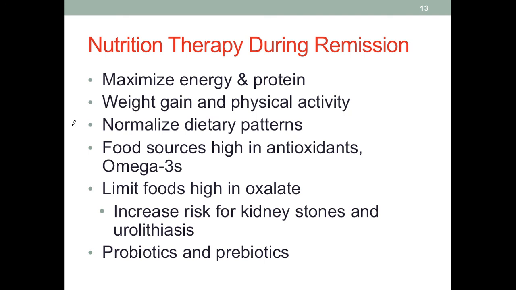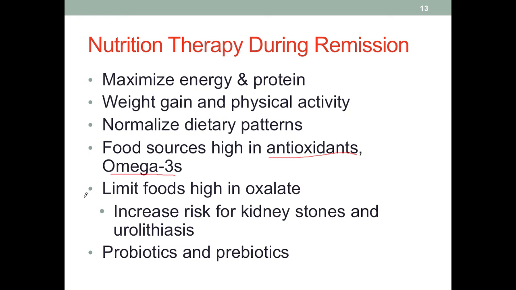We should help the patient try to normalize their dietary pattern as well as promote foods high in antioxidants and omega-3 fatty acids. So these two groups of nutrients have been shown to have anti-inflammatory properties. And since the nature of the two IBDs are chronic inflammation as part of the autoimmune response, we want to provide these anti-inflammatory nutrients to help manage the condition.